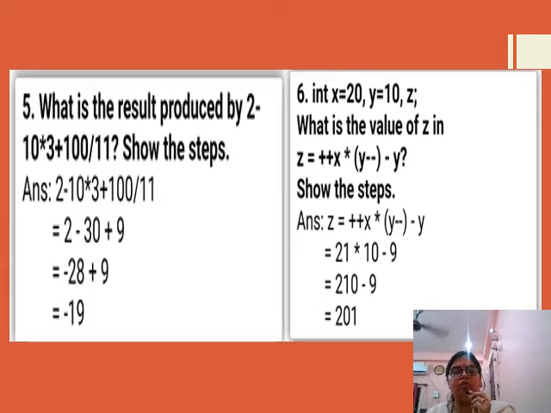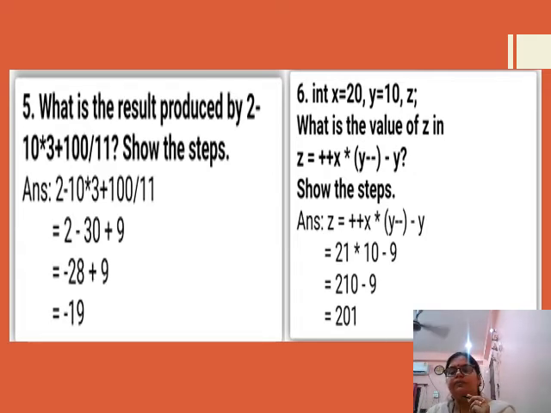Now we will come to our next question. Here we will see that int x is 20 and y is 10 and z. We have to find out z. Plus plus x will be 21 because it is prefix, into y minus minus, y will be 10 only because it is postfix. In postfix the number doesn't increase, it increases after the function, and minus y. Now after that y becomes 9, then 10. According to precedence, we will solve 21 into 10 because multiplication is higher in precedence. 21 into 10 will be 210 minus 9, and the answer will be 201.